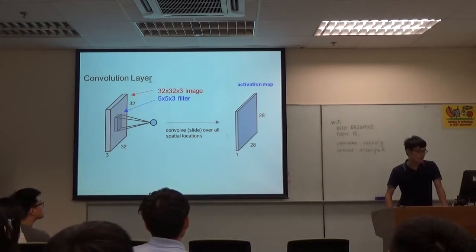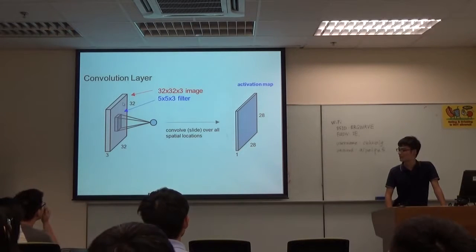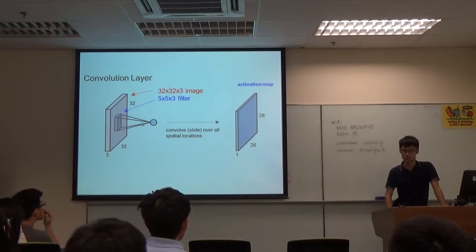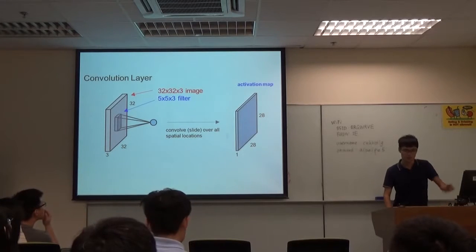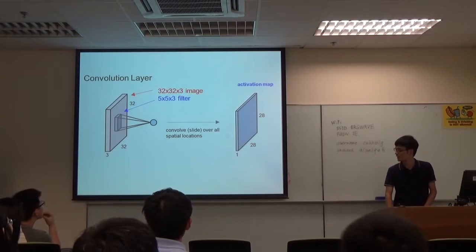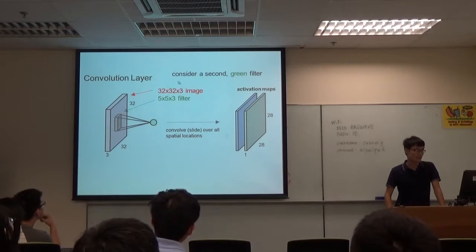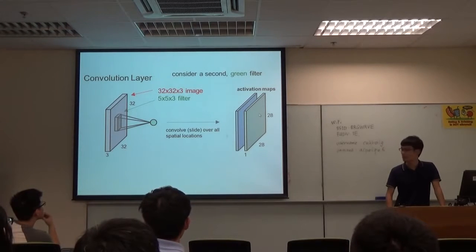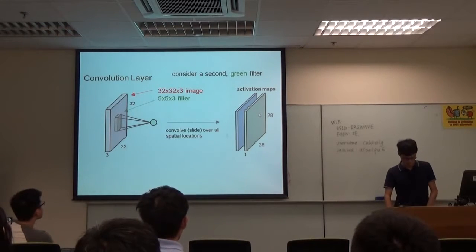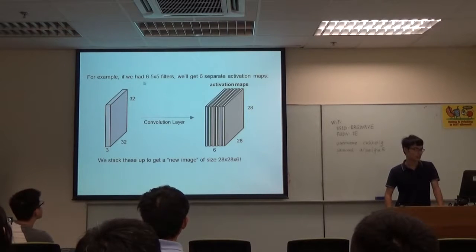The reason we call it a convolutional layer is that this operation is very similar to the convolution in signal processing. So we call it a convolutional layer. If we have another filter, we can get another activation map. So if we have 6 filters, we will get 6 activation maps.